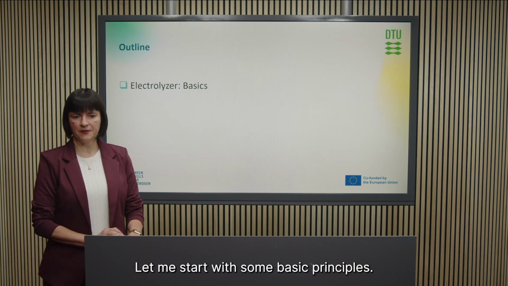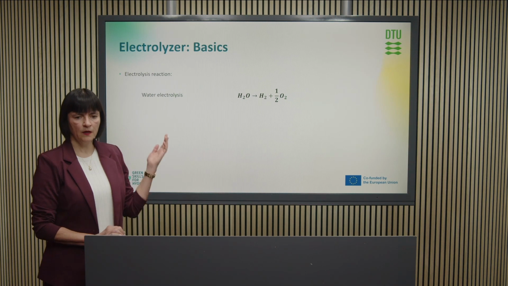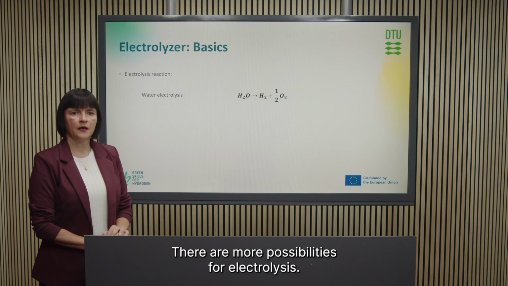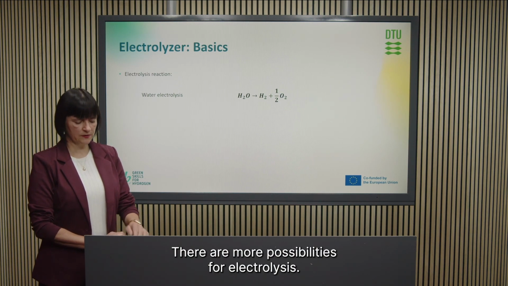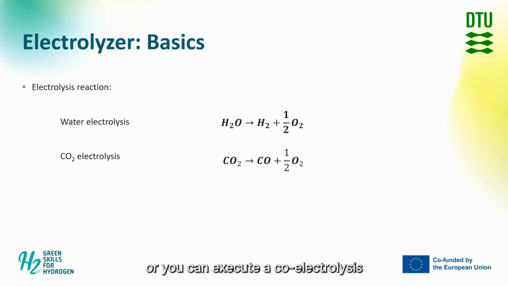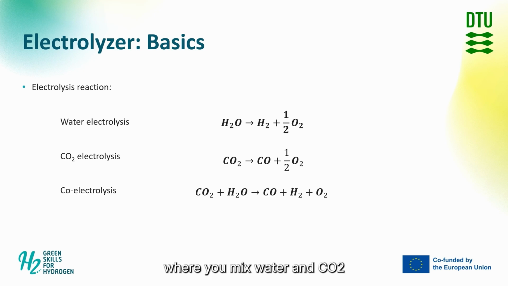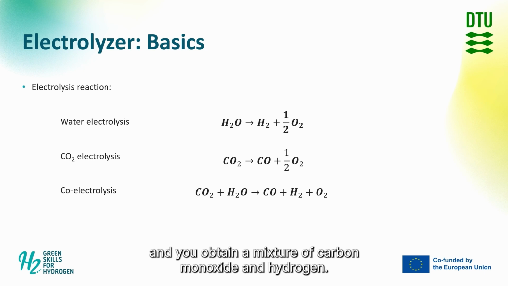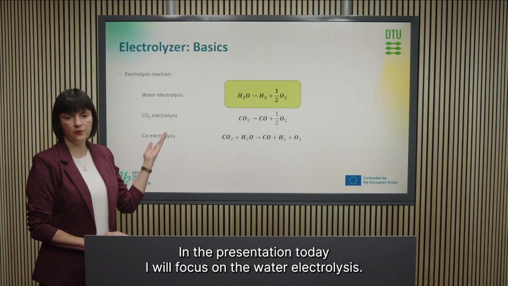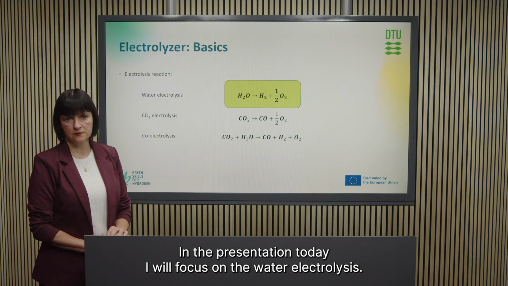Let me start with some basic principles. The first equation shows the splitting of water into oxygen and hydrogen. There are more possibilities for electrolysis. For example, you can split carbon dioxide into carbon monoxide and oxygen, or you can execute a co-electrolysis where you mix water and CO2 and you obtain a mixture of carbon monoxide and hydrogen that is actually very well known as synthesis gas. In the presentation today, I will focus on the water electrolysis.